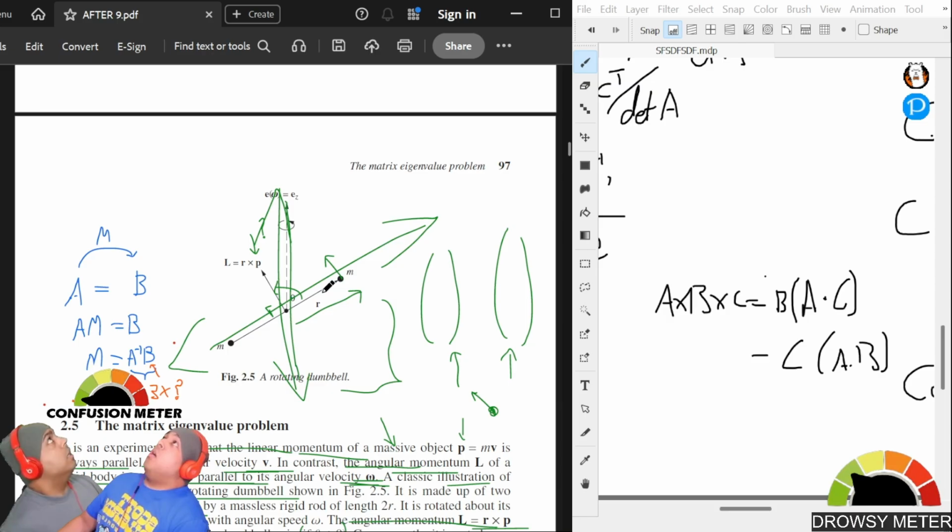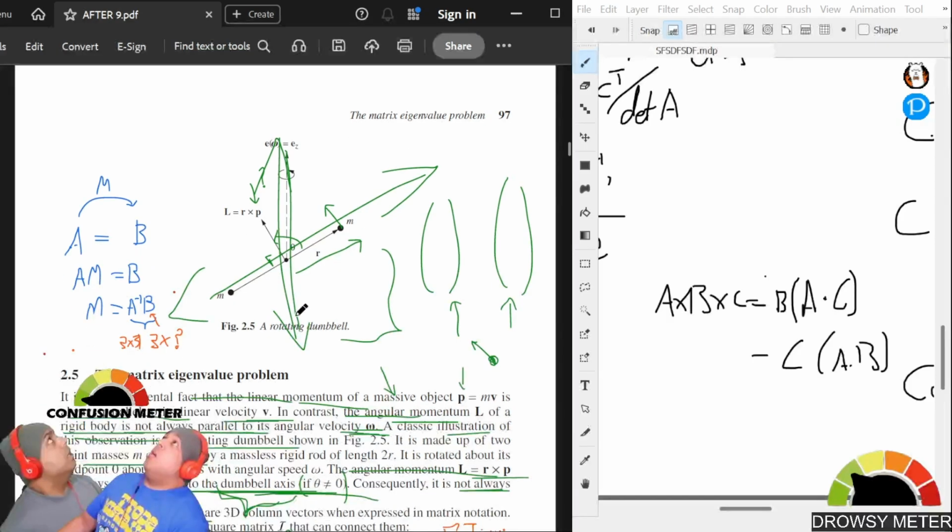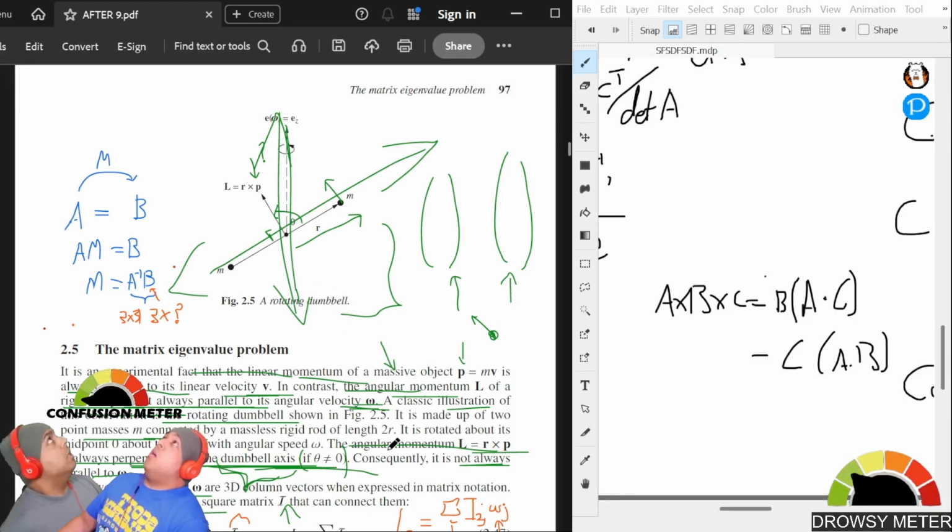Why? Is it because R would line up with R? I think so. R. Consequently, it is not always parallel to omega. Not always parallel to omega.